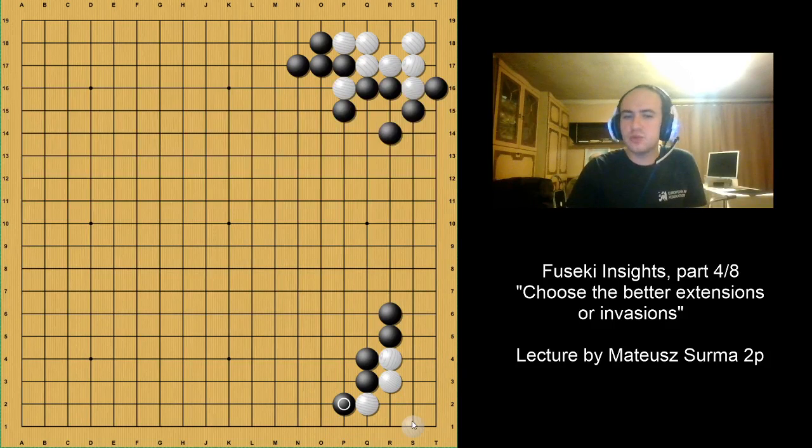So this is what white can do. Something else, it might be to play like this, and then we get a ko. There's some other options. So while playing the sansan, then there is a ko in this corner.